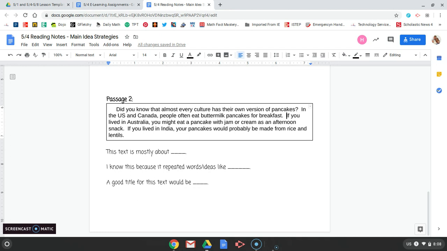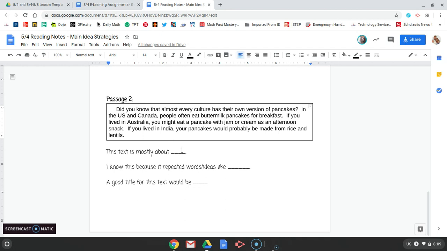If you lived in Australia, you might eat a pancake with jam or cream as an afternoon snack. Okay, I noticed they repeated pancake again, but what else is repeating? I noticed that they're repeating the names of different countries. For example, they said US, Canada, and Australia. So far, we have pancakes, and then we have different countries' names being repeated. So let's keep going with our last sentence. If you lived in India, your pancakes would probably be made from rice and lentils. So again, I noticed the word pancakes, and this time a different country.